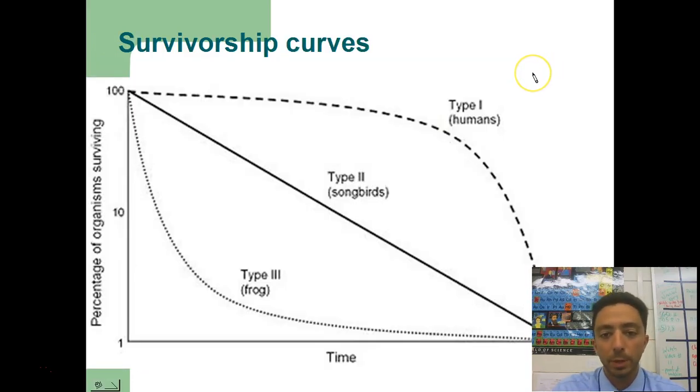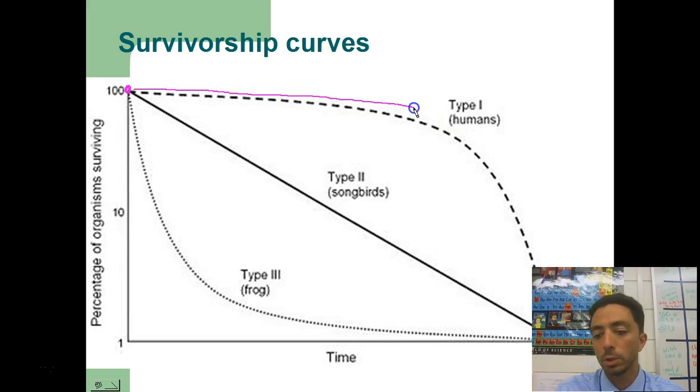Survivorship curves are something we definitely want to talk about and be familiar with. There are 3 types. What you are showing here is we are starting out with 100 organisms of all 3 of these different types of animals: frogs, birds, and humans. And over time, we're looking at how many of them are still surviving. And so for a type 1 organism, it's something that has a very long life. And as time goes on, we're losing very, very few of these organisms, right? We've got a very strong survivorship.